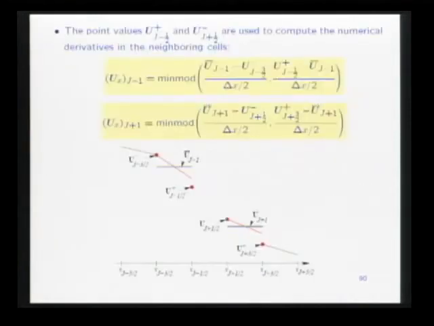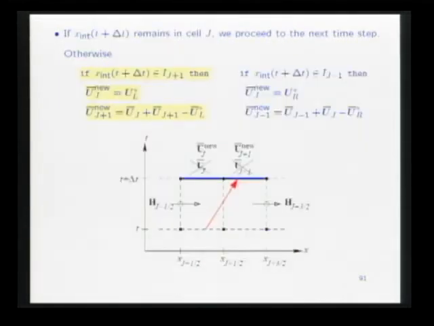Okay, I'm equipped with these two point values. I can complete the reconstruction in the cells j minus 1 and j plus 2. Because I didn't have the cell average here, I could not do any reconstruction before I had these point values. Then we need to trace how this interface propagates. There are some techniques to make sure that the method is conservative. And this is the interface method.